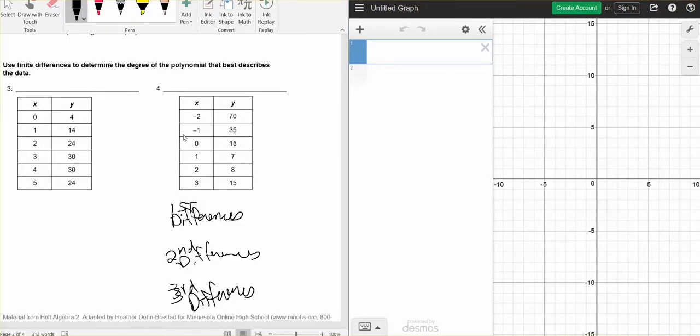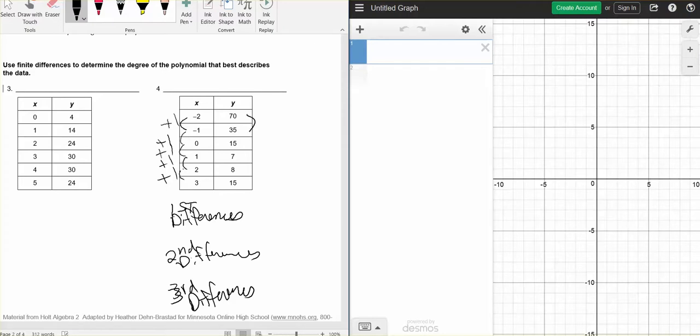So first thing you do is you check the x values and make sure they're constant, increasing or decreasing. So in number 4, the x values are increasing by +1 each time. If you don't have a pattern for the x values, then you can't go ahead and check the y values. So you have to make sure that that is true. And it is. Now we're going to do the first differences.